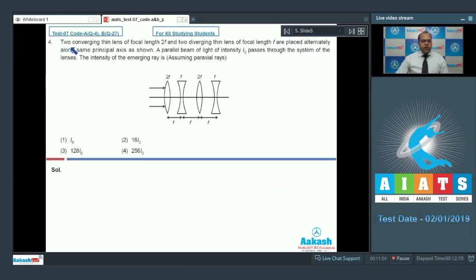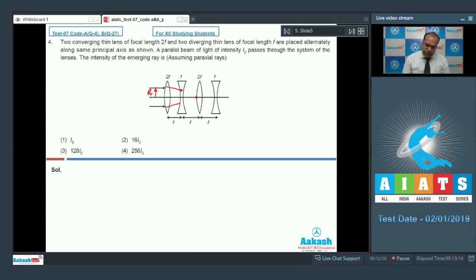In question number 4, two converging thin lenses of focal length 2f and two diverging thin lenses of focal length f are placed alternately along the same principal axis as shown. A parallel beam of light of intensity I0 passes through the system of lenses. The intensity of the emerging rays is, assuming the rays are paraxial in nature. If r is the radius of this parallel beam, then since the focal length of this lens is 2f, it is going to focus at this point. So the ray diagram is like this.